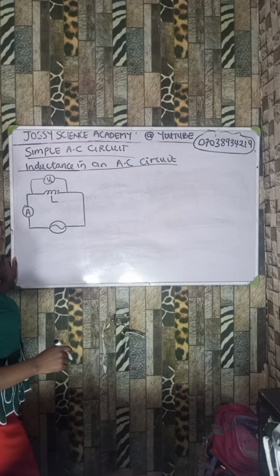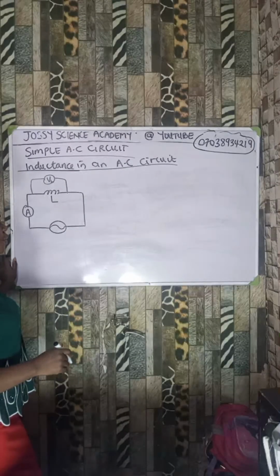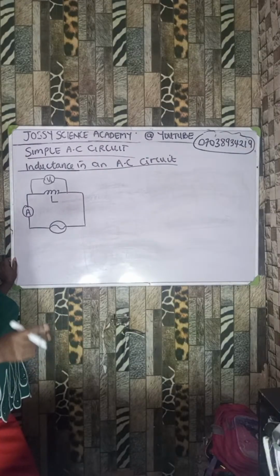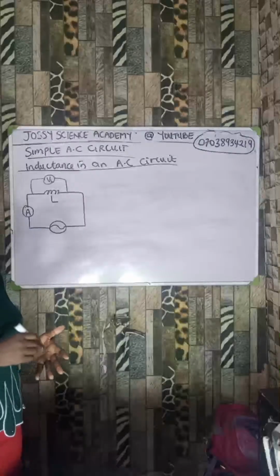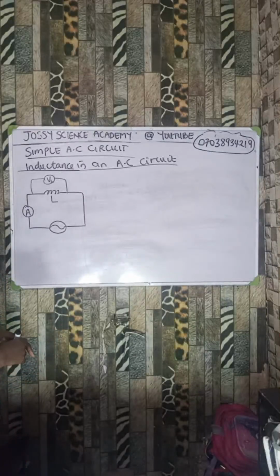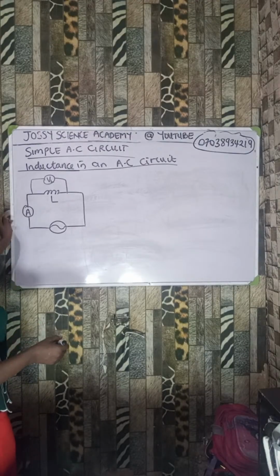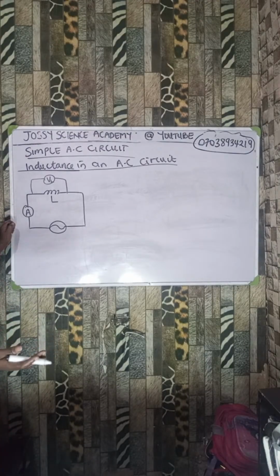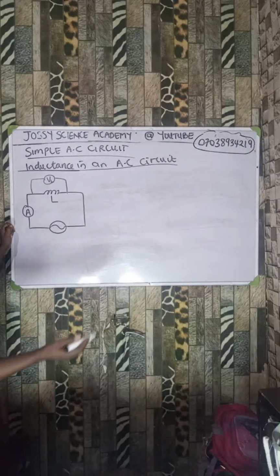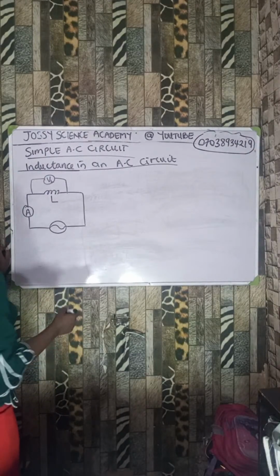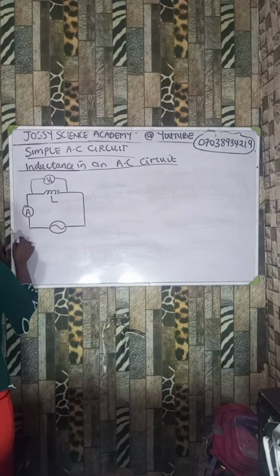I told you that in the resistance in an AC circuit, current and voltage are at minimum and zero value at the same time. But in this one, you're going to see that they are not in the same phase, so they are out of phase. One is leading while the other one is lagging.